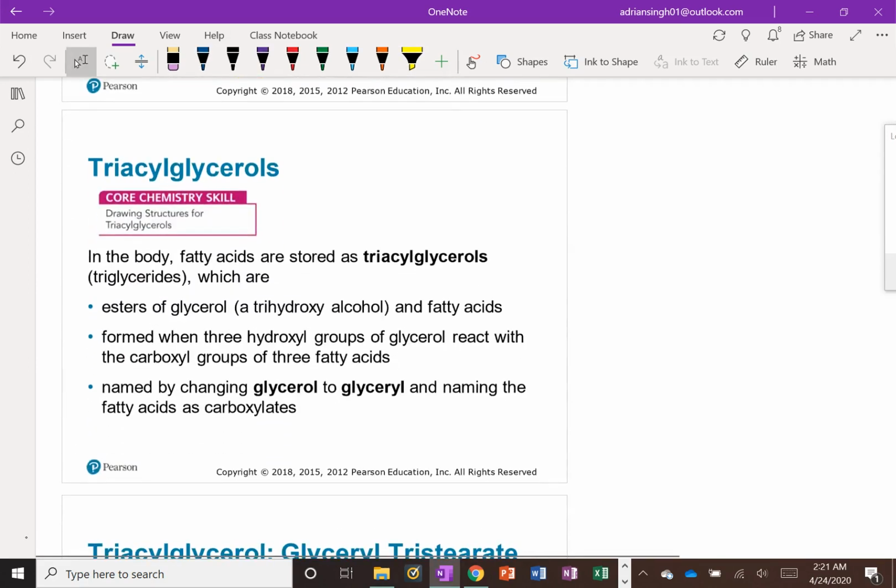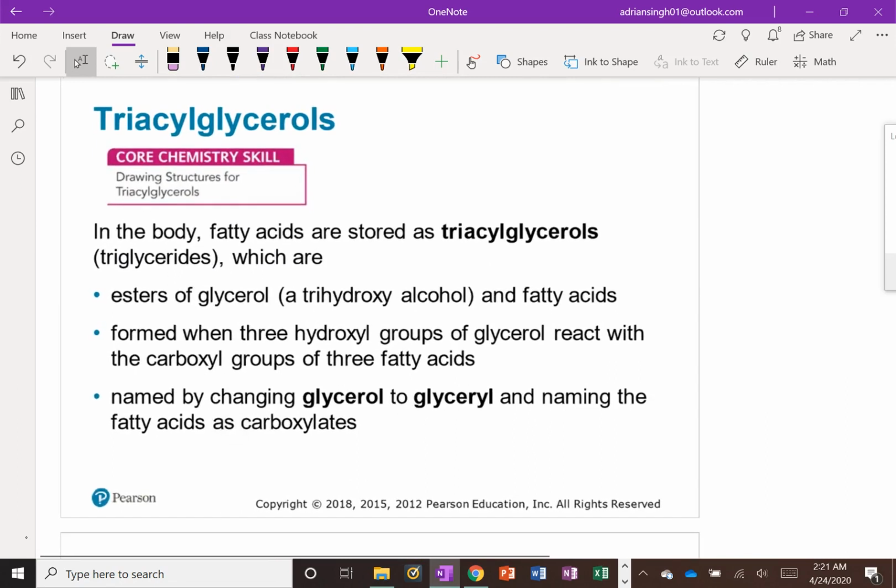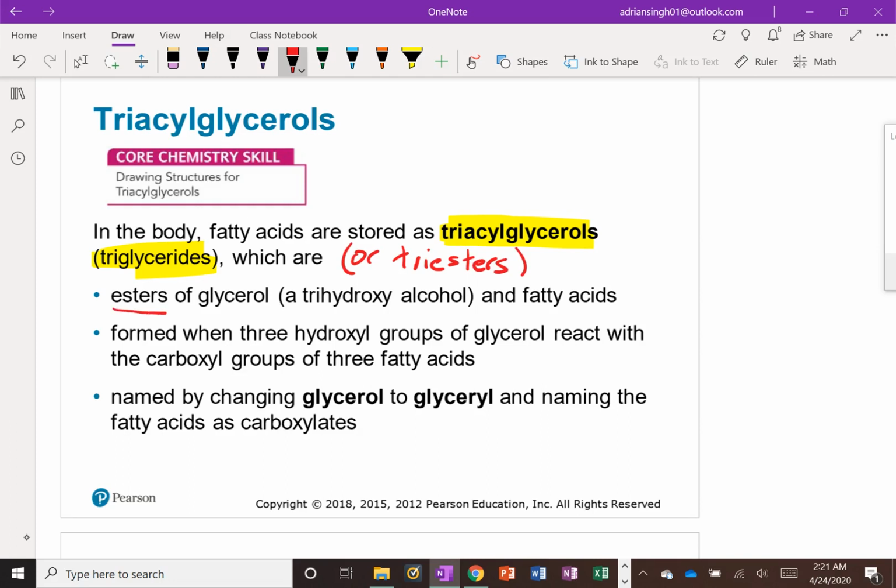The next class of compounds are known as the triacylglycerols, or triglycerides, they both mean the same thing. Or sometimes you'll see the term triesters, because guess what? They all are going to contain three ester groups. And these are esters of a particular alcohol known as glycerol. And glycerol is also known as glycerin.